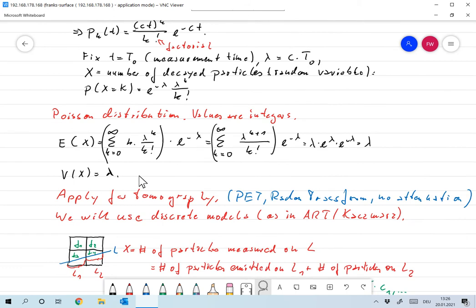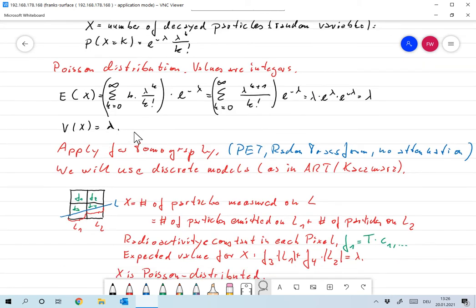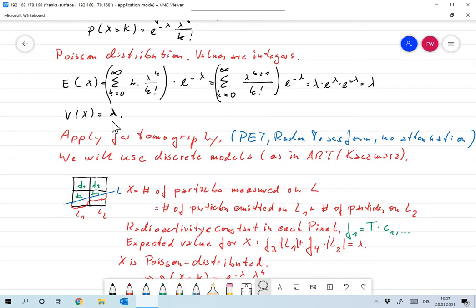So we have that the expected value of the number of emitted particles is lambda. And if you go back, we defined lambda as c times t naught, and that's exactly what we expected, and that was what we started with. We expect c times t naught decays in that volume. One can also show that the variance of x is also given by lambda, and we'll use that later.